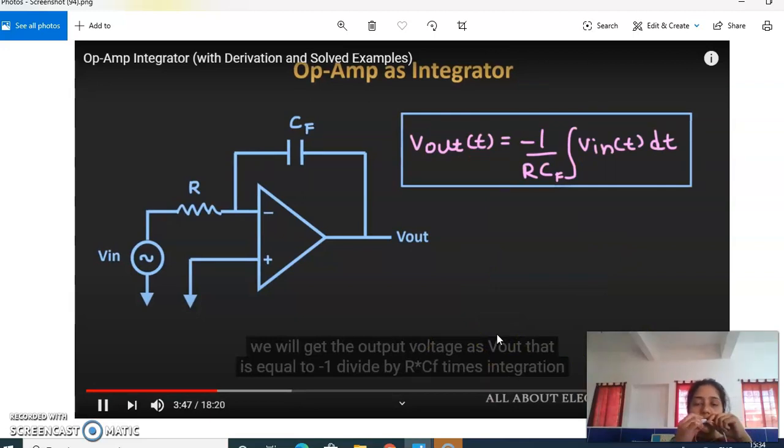So here what you understand from this equation is that the output of the integrator, or the output of the op-amp, is equal to the integration of the input voltage, and here minus 1 by R into CF is nothing but a time constant, right? So R into CF is a time constant value.